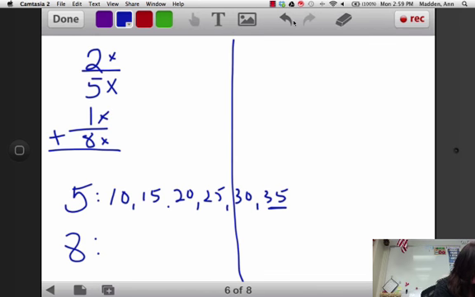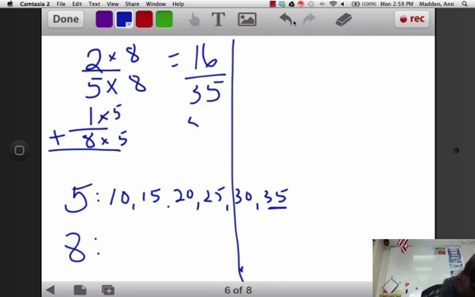Multiplying 1/8 by 5, and 2/5 by 8. Oh, this is silly. By 8. Come on. There we go. Okay, so the new fractions are 16 over 40 and 5 over 40. Adding them together, you would have 21 over 40.